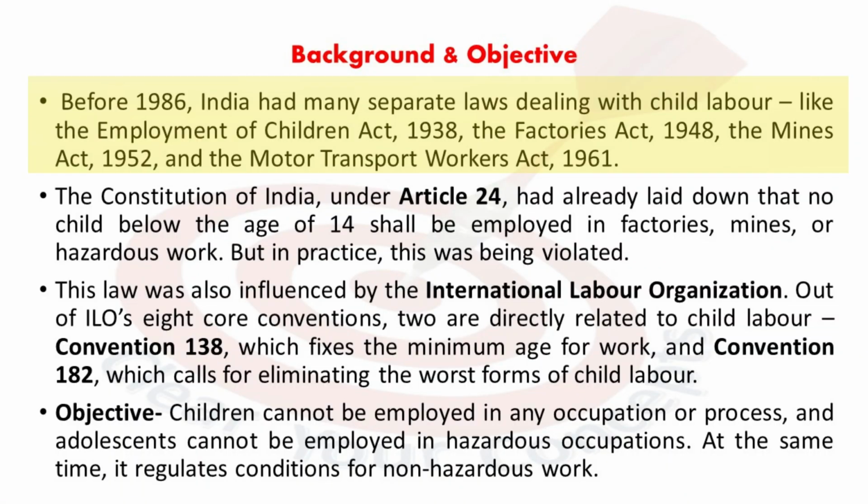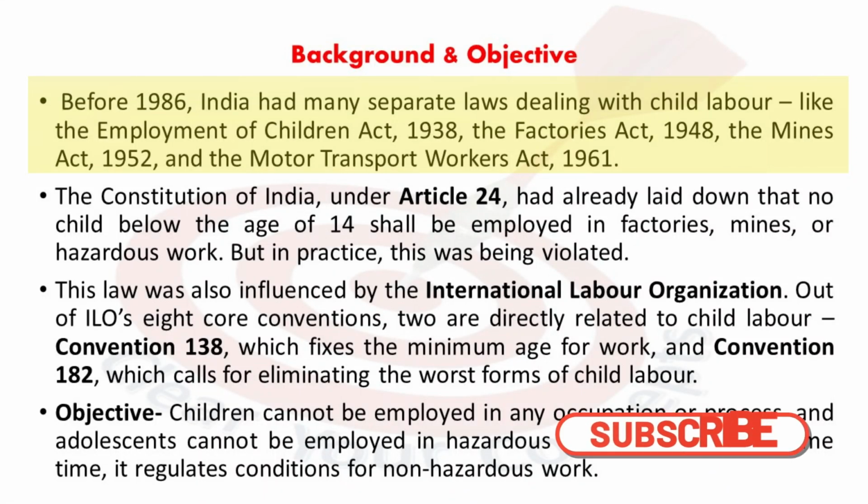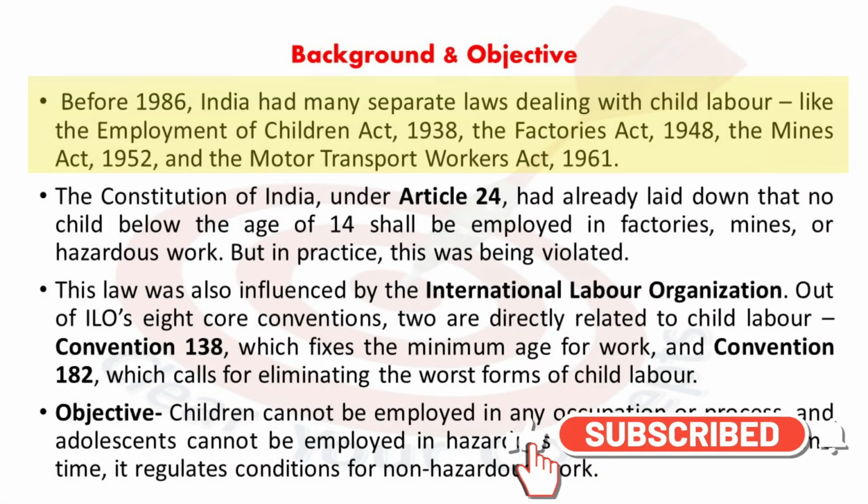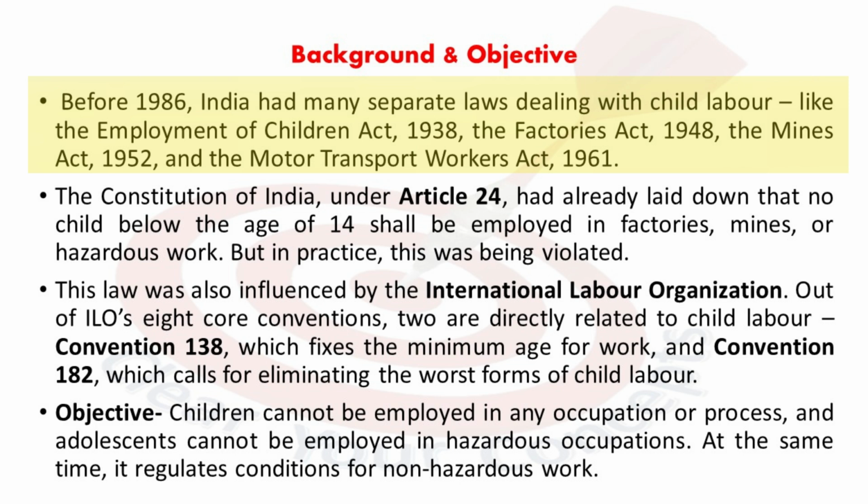Before 1986, India had many separate laws dealing with child labour, like the Employment of Children Act, 1938, the Factories Act, 1948, the Mines Act, 1952, and the Motor Transport Workers Act, 1961. But the problem was, these laws lacked uniformity. Some defined a child differently, others covered only a few occupations, while many hazardous industries still legally employed children. Clearly, there was a gap.